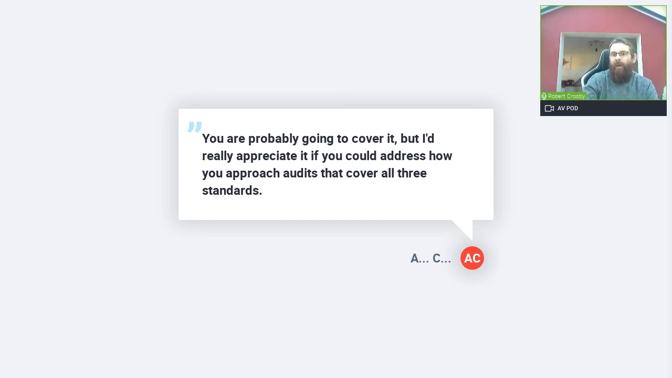So 9001 quality, 14001 environment, and 45001 health and safety. Yeah, section 6 and section 8, those are potentially the areas where you'll see the most difference. There'll be a lot of commonality. I'm not saying it's exactly the same, but generally speaking, there's a lot of commonality.